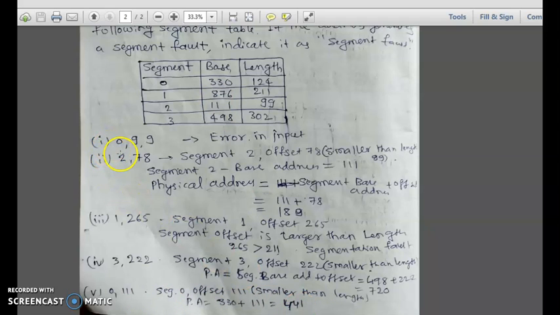Here, if you compare problem number 1 and problem number 5, instead of 0, 9, 9, if the problem is given as 0, 99, then the physical address can be calculated as 330 plus 99.